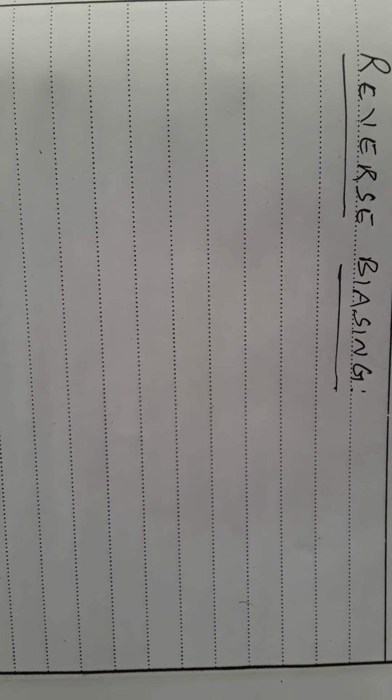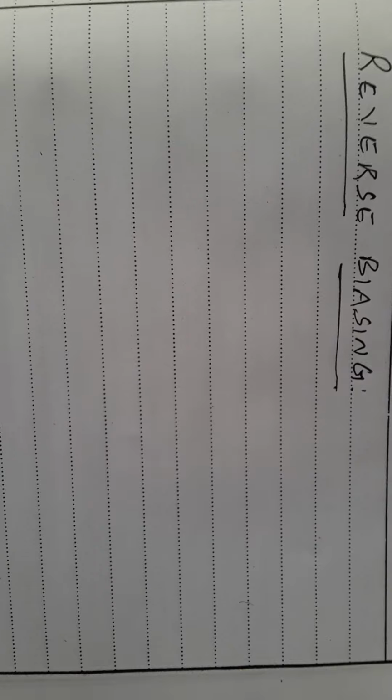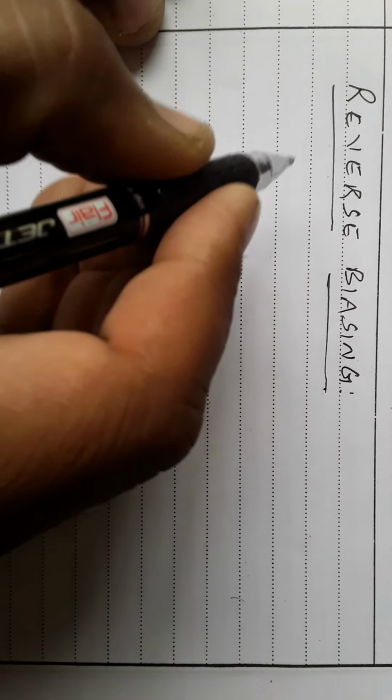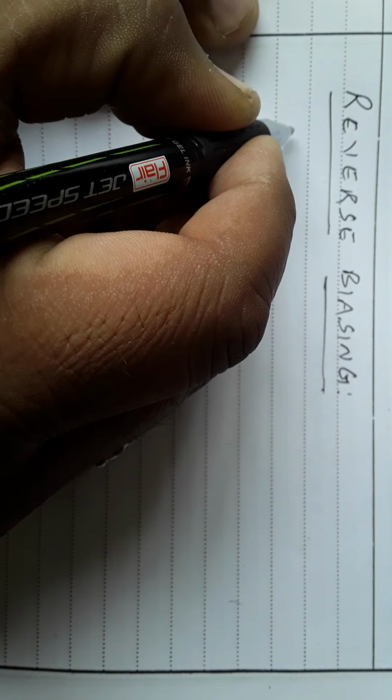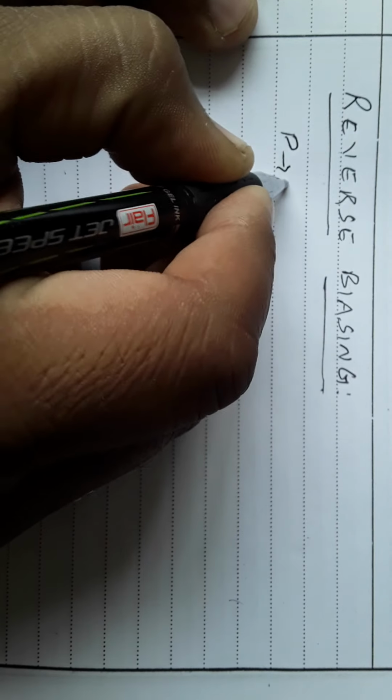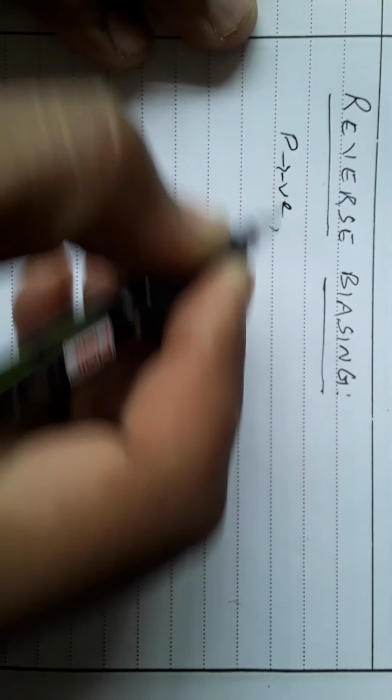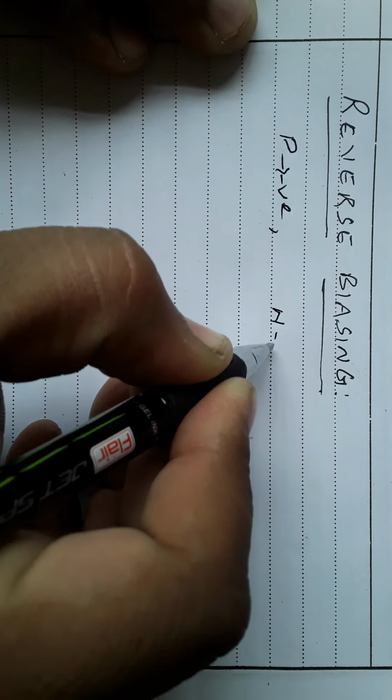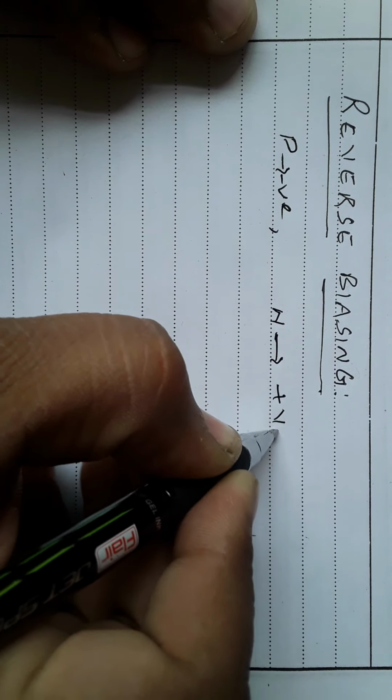In this topic, we will discuss reverse biasing. In the reverse biasing, the P side of the diode is connected with the negative terminal and the N side of the diode is connected with the positive terminal.